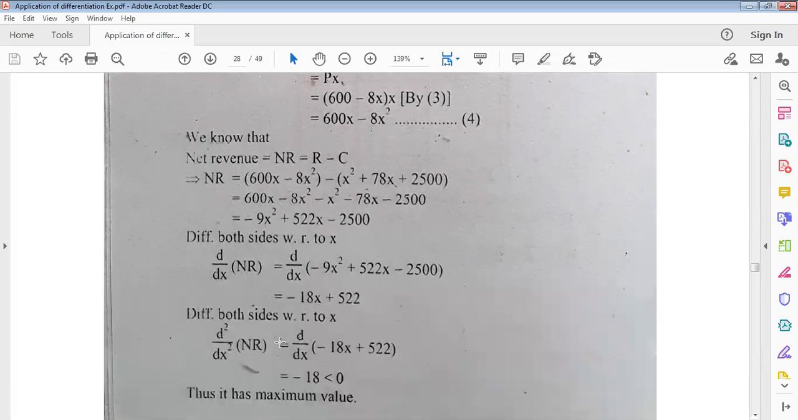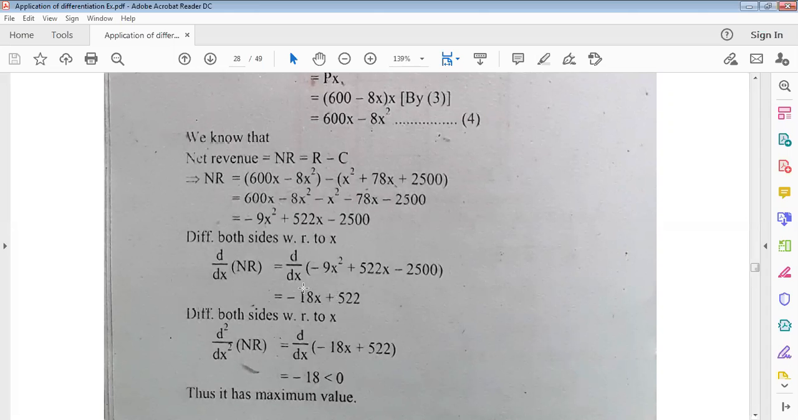Now we have to maximize the net revenue. Differentiating, taking d/dx on both sides. Differentiation of x square, what? Minus x square differentiation, twice x, right? 2 into x to the power 2 minus 1. That means 2 into x. So minus 18x, 9 twos are 18. Now 522x differentiation is 1. Differentiation of constant, what? 0.